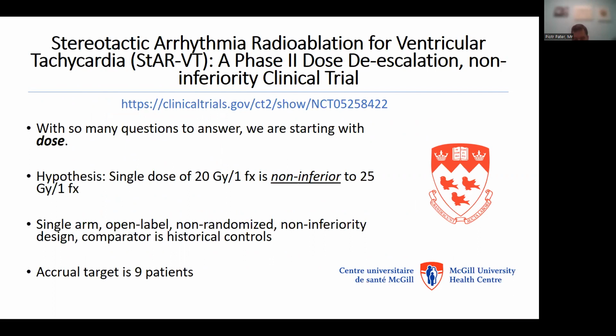The question we're answering is about dose. We hypothesized that a single dose of 20 gray is non-inferior to the standard of 25 gray, and it's a single arm, open label, non-randomized, non-inferiority design. The comparator is historical controls. We plan on accruing 9 patients.